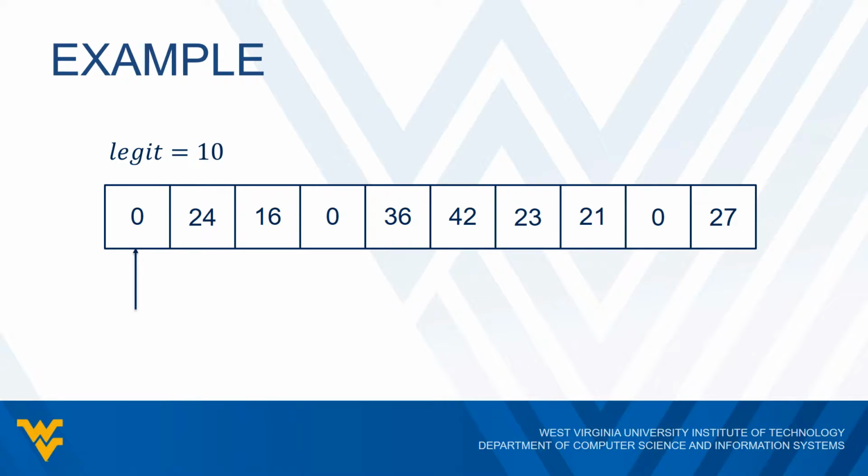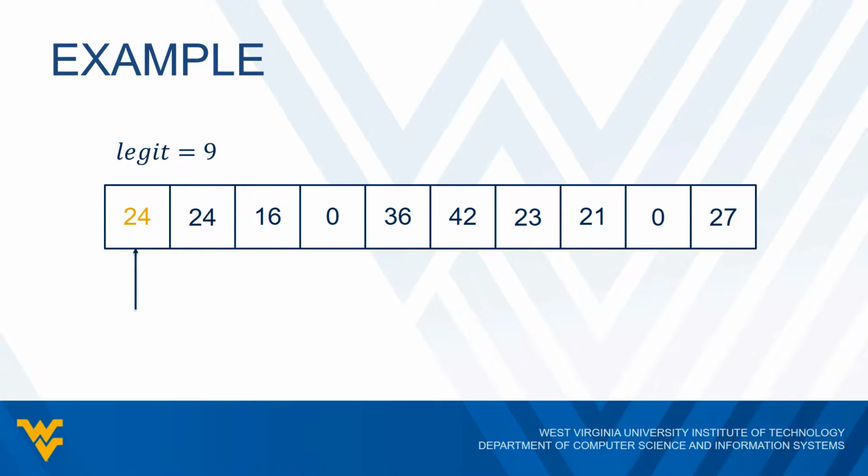Let's do an example of this algorithm. Here we have 10 values, so the value of legit is initially 10. I have an arrow pointing to the first cell, and as we go through the entire list, we're just going to move the arrow over one spot. Right now we're looking at just the first number, and notice that this first number happens to be a 0.